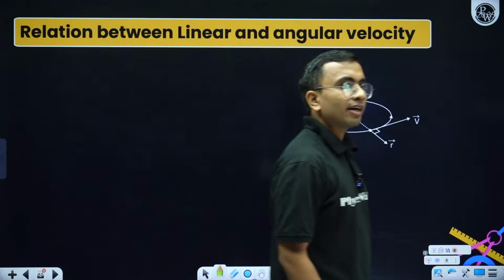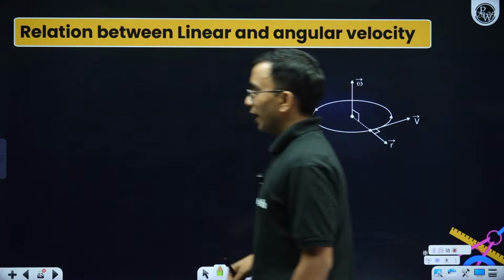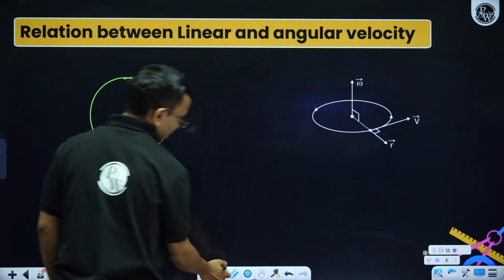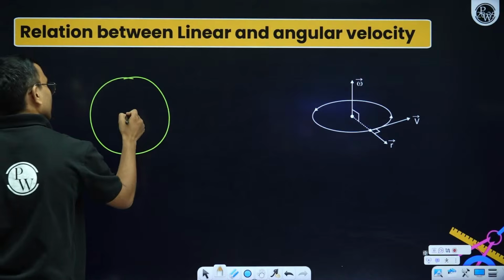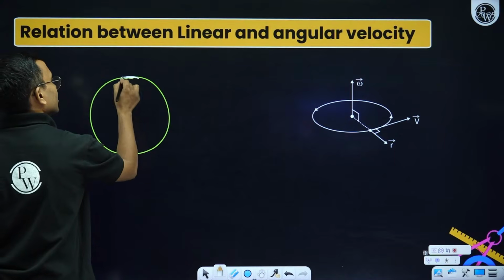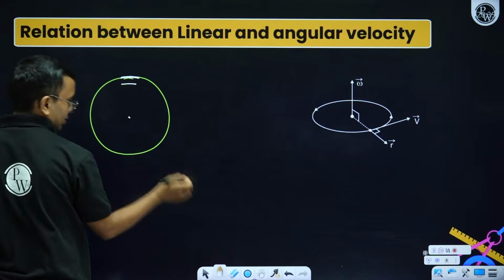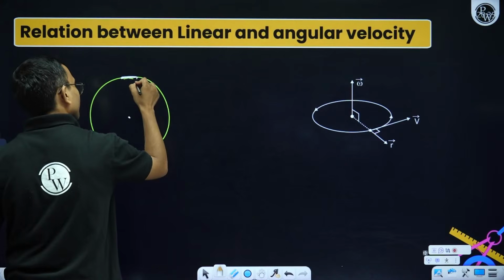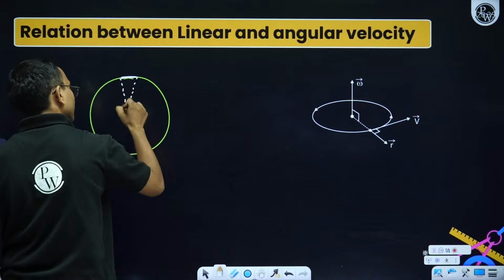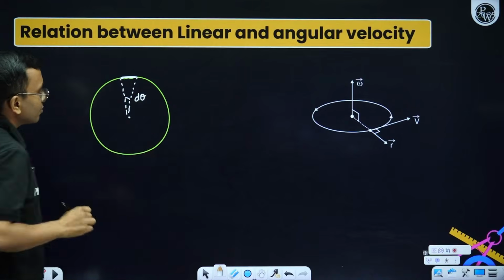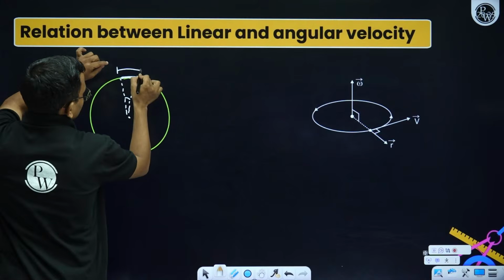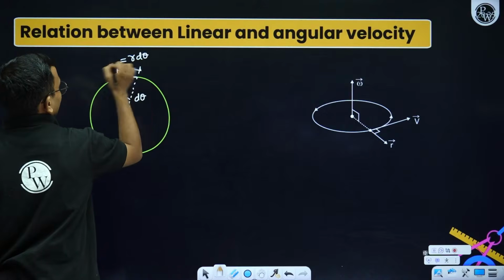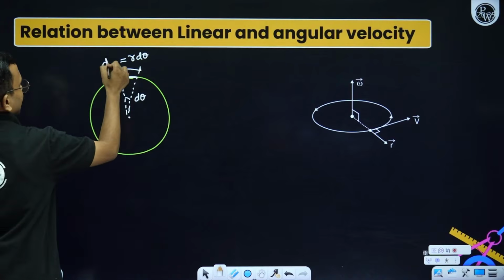Now let us find the relation between the linear velocity v and the angular velocity omega. Let us take the particle is moving somewhat like this. At some instant, it covered some angle d theta. What will be the length of this arc? Radius into that angle, r into d theta. So this is my arc length, you can say my ds.